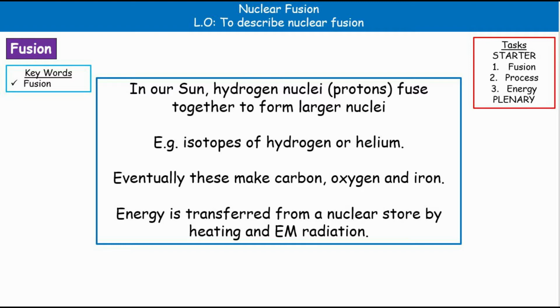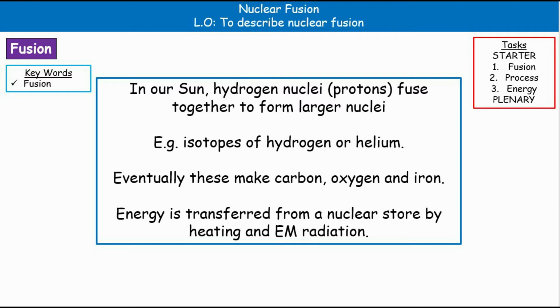And what we have in the sun are these hydrogen nuclei, and they're going to fuse together to form larger nuclei. So that means they'll either form different isotopes of hydrogen or they'll join to make helium. And eventually those helium nuclei are going to join together, and what we see is they just keep joining and fusing these nuclei together, and they're getting bigger and bigger and bigger until we make carbon, oxygen and iron.